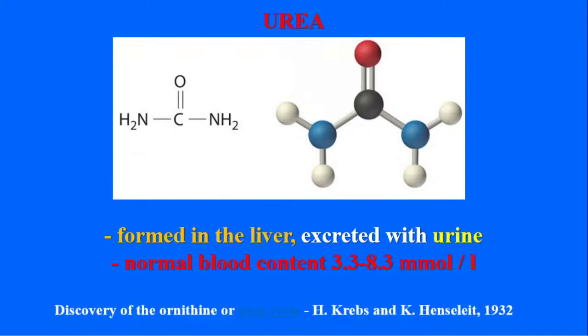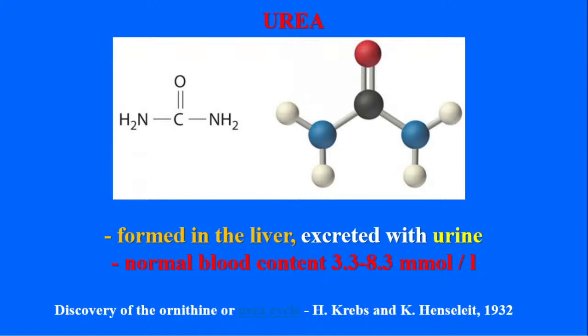The discovery of the ornithine or urea cycle is a Nobel Prize discovery of Hans Krebs and his student Kurt Henseleit. In 1932, they proposed to the scientific community the scheme of the urea cycle, the ornithine cycle, and the third name is the Krebs-Henseleit cycle. It's necessary to note that they discovered it earlier than the real Krebs cycle, the citric acid cycle that we name the Krebs cycle.